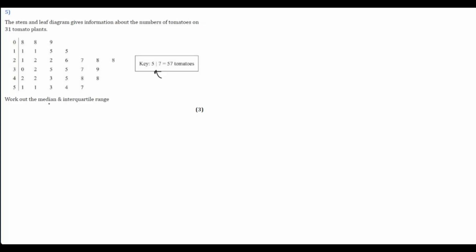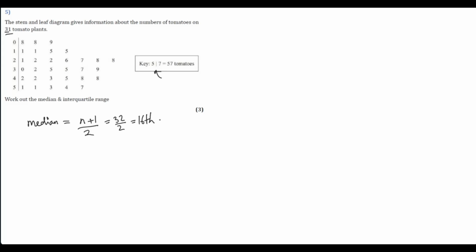Now we want the median and interquartile range. Right, median. Right, so what I would recommend here is, because we have an odd amount of numbers, or tomato plants in this case, so what I want to do here is make it even so I can work out the median very easily. And what we can do here is we do n plus 1 divided by 2. This is a way to work out the median. So that'd be 32 divided by 2, which is 16.